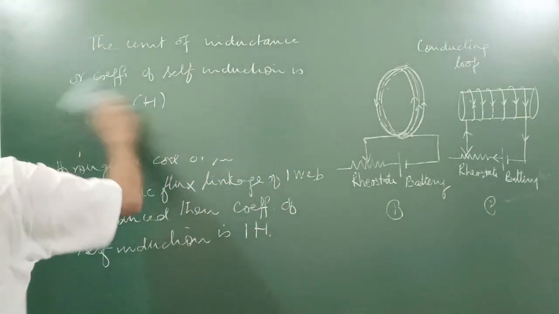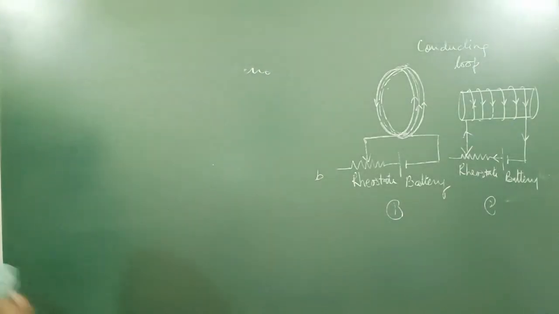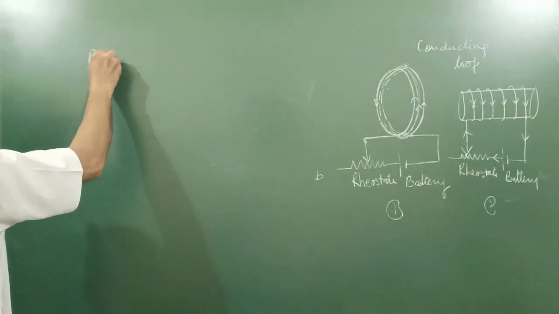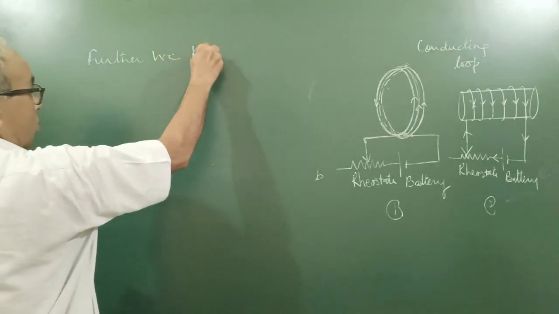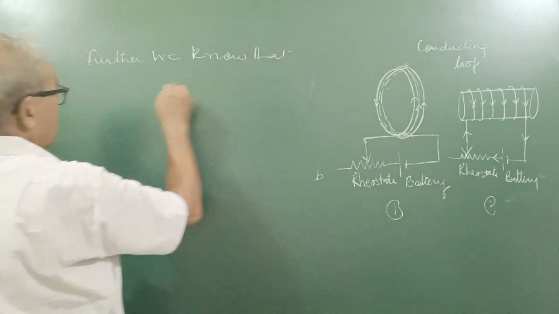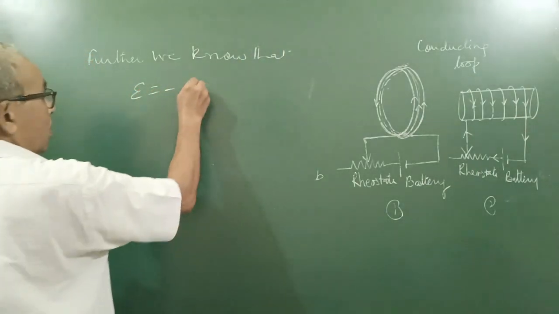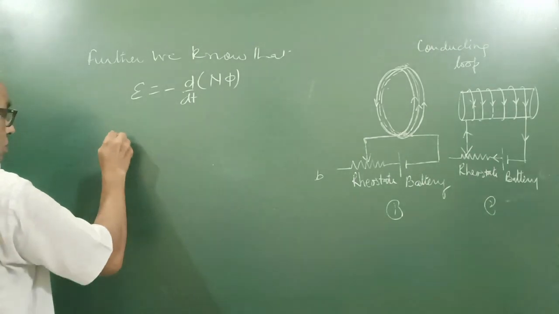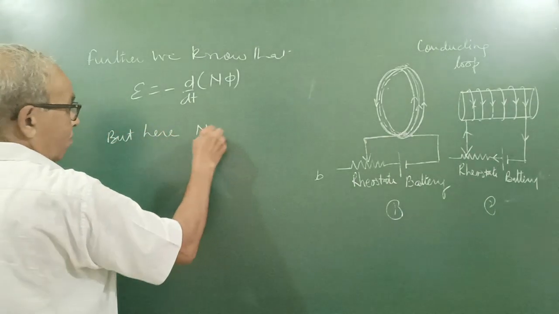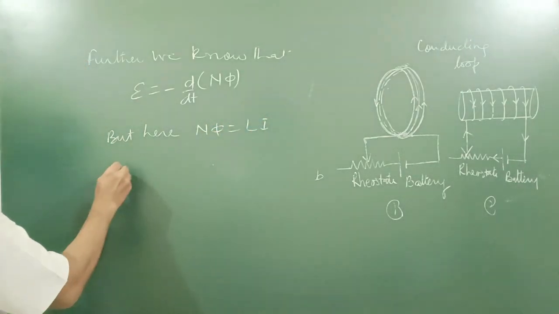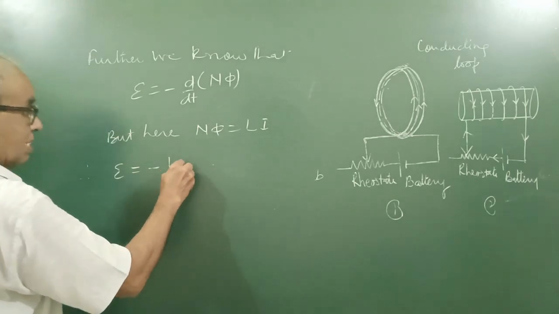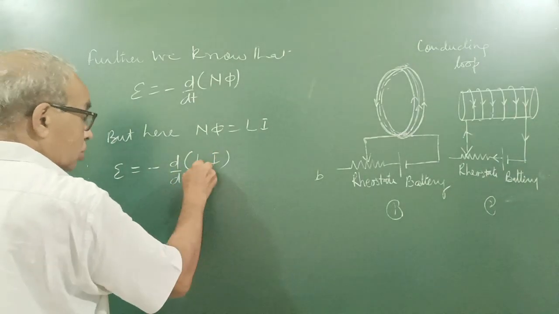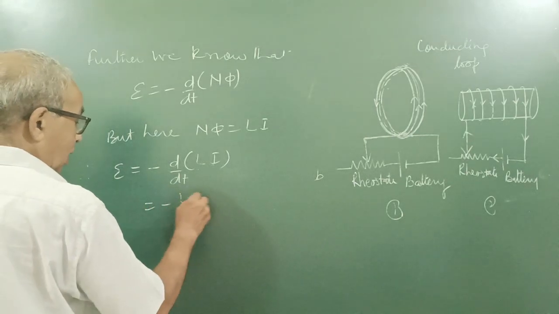Generally, people ask. Now, further we know that E equal to minus d upon dt of N phi, but here N phi equal to L I. So you can write E equal to minus d upon dt of L I. L is a constant of proportionality, so it can be taken out: E equals minus L di over dt.